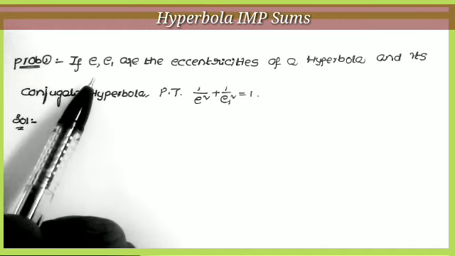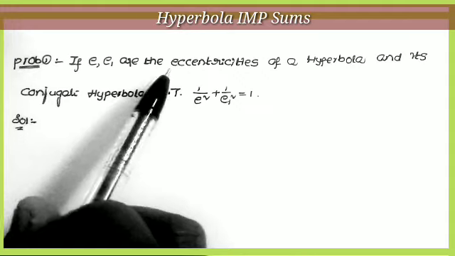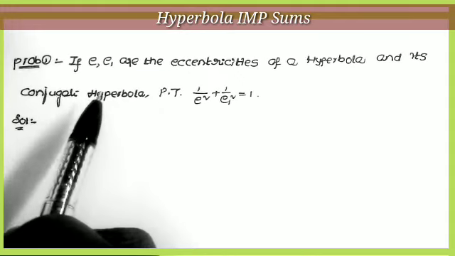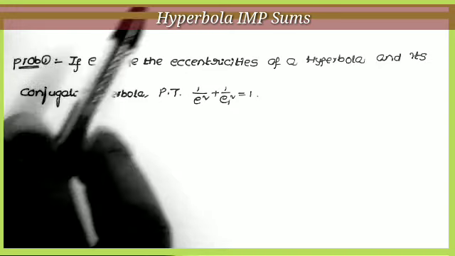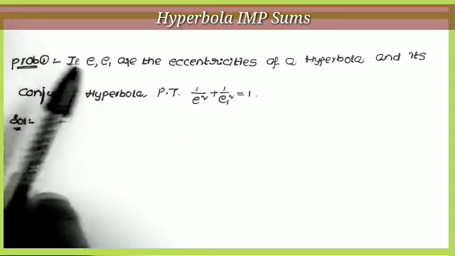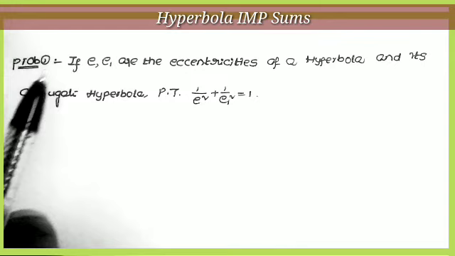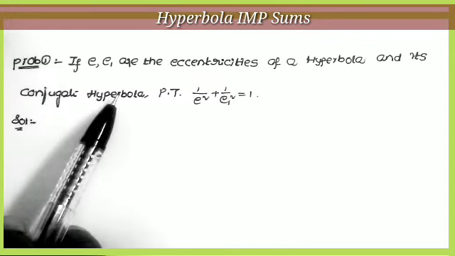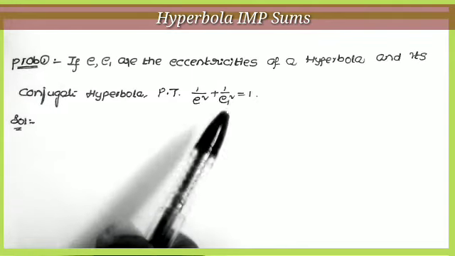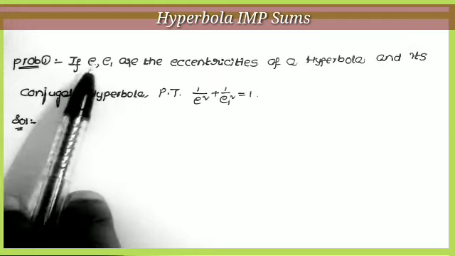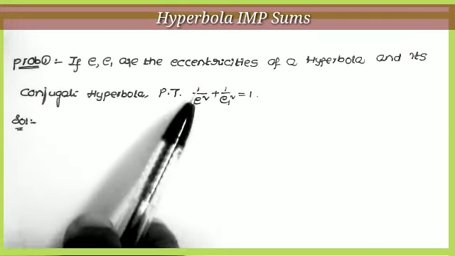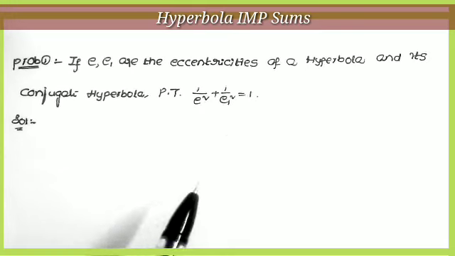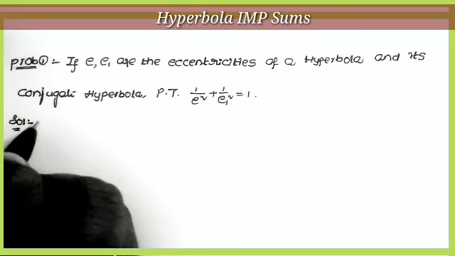What is the given data? e and e1 are the eccentricities of the hyperbola and the conjugate hyperbola. That is, e is the eccentricity of the hyperbola and e1 is the eccentricity of the conjugate hyperbola. Now we have to show this result by simply taking the values of e and e1 and substituting the two values in the LHS to get the answer. Okay, let us start the solution.